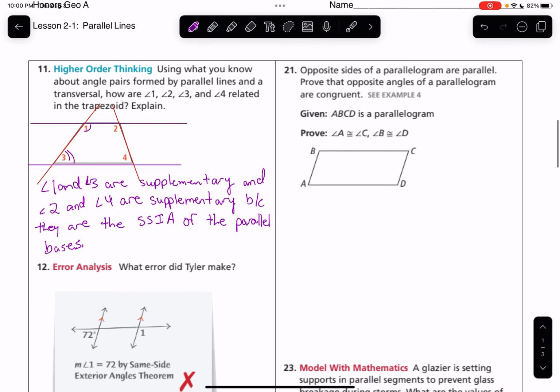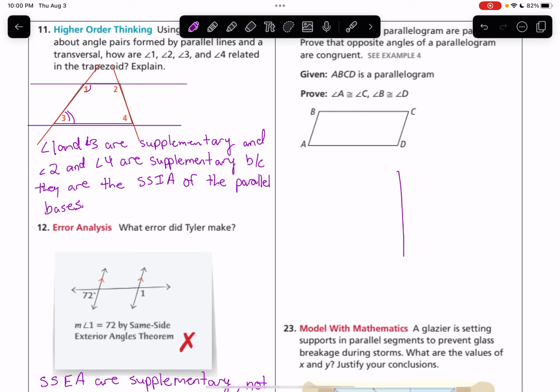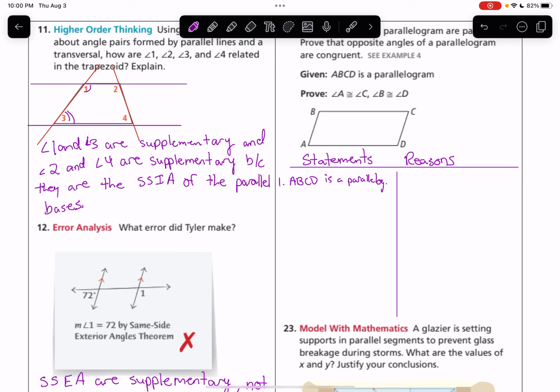Number 21, a proof. Opposite sides of a parallelogram are parallel; we want to prove that the opposite angles of a parallelogram are congruent. So let's get started with our proof here with our T-chart. We've got our statements, and we've got our reasons. And we can start with our given, right? Our given is that ABCD is a parallelogram. And our reason is given.